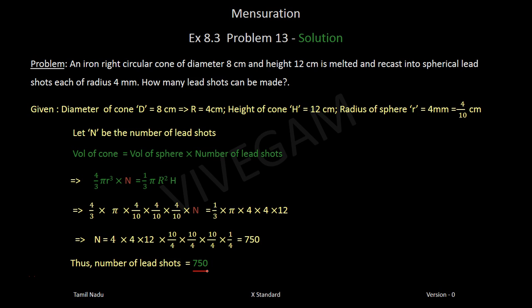Okay, I hope you got it right. The key is the volume of the cone is the volume of the sphere into number of lead shots. Okay, that's all it is. And some of the key points is radius, diameter is given, so which you need to convert to sphere, radius, and then the radius of the sphere is given in mm, so you got to be careful, you have to convert it into centimeters. Otherwise it's simple, though it looks a little difficult. Once you write that equation, then it becomes very easy.